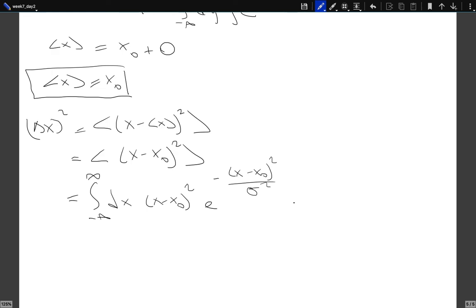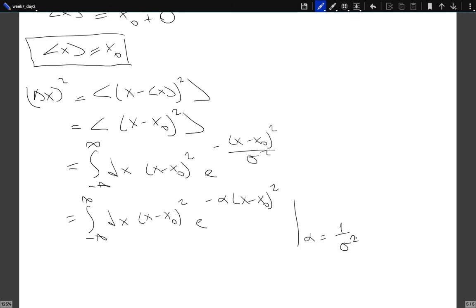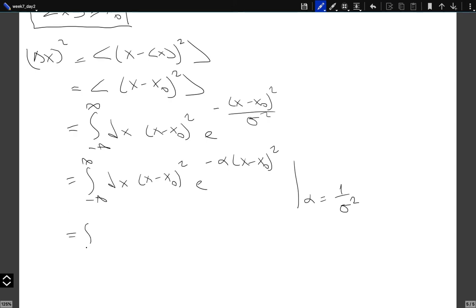Do you know how to evaluate such integrals? Well, there are several tricks. Let me use one of them. This is the integral from minus infinity to infinity dx, x minus x0 squared, e to the power minus alpha x minus x0 squared, with alpha equal to 1 over sigma squared. Well, let me just consider this term. If I take the derivative with respect to alpha, what's the derivative?